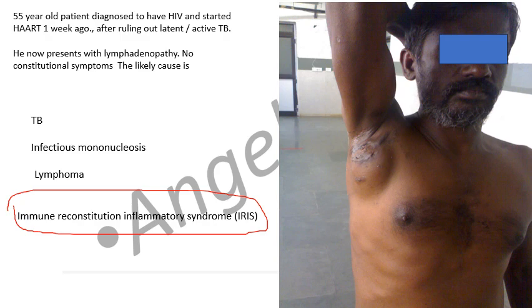Keep this in mind. If somebody gives you the time, that means they are looking for this answer. Fine. They are looking for IRIS. And not only that, they give you another clue saying no constitutional symptoms. You see how they are giving you clues to push you into the right option. So always read the clue.